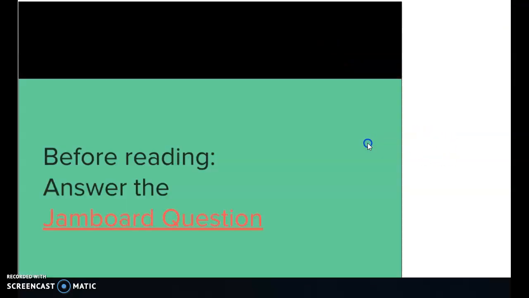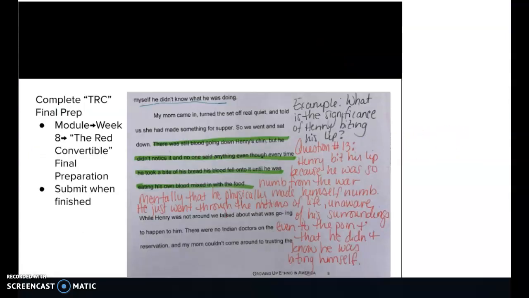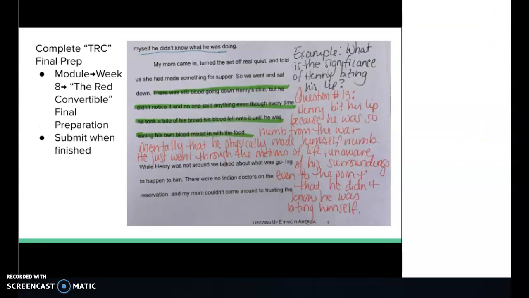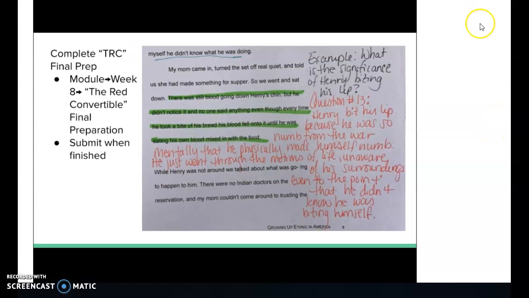Slides, I've given you an example of what I would expect in the annotations. So this is an example I came up with of what I annotated. I'm using an example question, which is, what is the significance of Henry biting his lip? This was an old question that we are not using this time around, so I put it down as question 13.